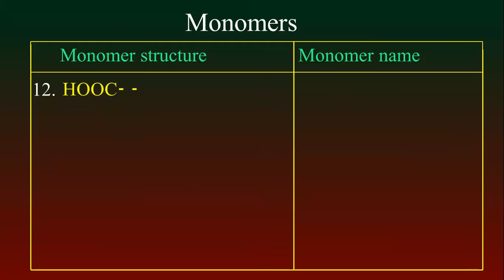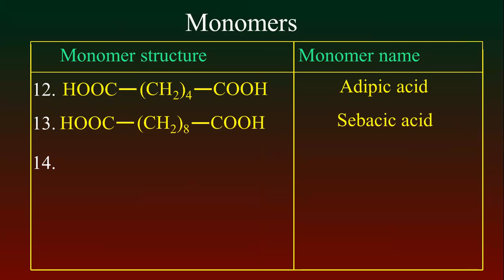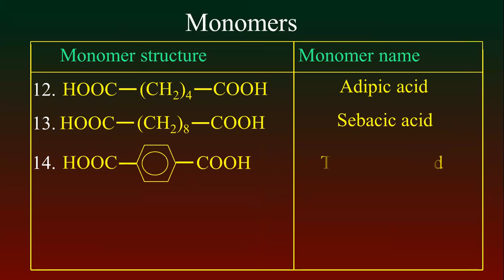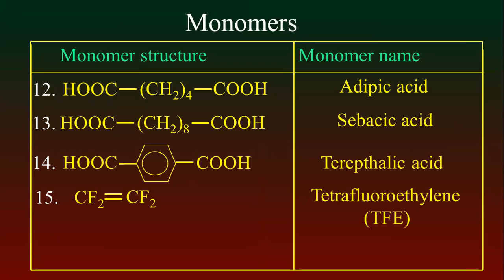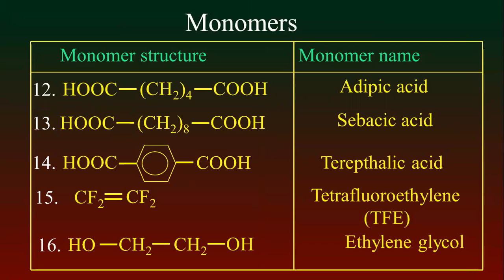The next structure, you see that this compound contains 2 carboxyl groups and 4 methylene groups, and the name will be adipic acid. And the next one is sebacic acid, and this name is terephthalic acid. The next one is TFE or tetrafluoroethylene compound, and the last one most probably is ethylene glycol.